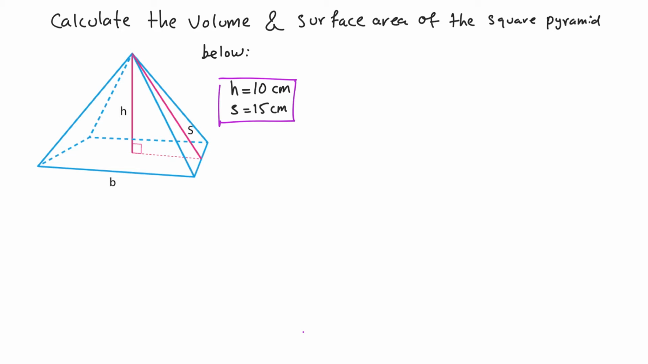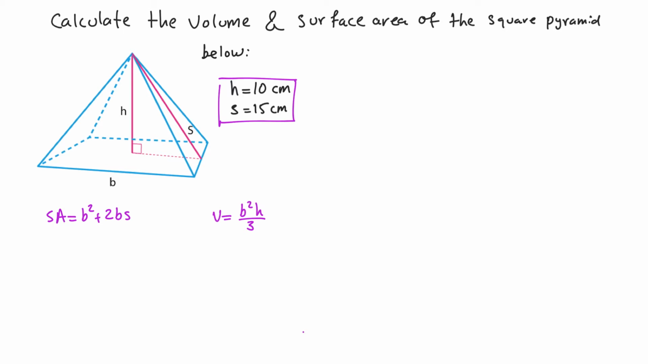Alright, let's write down the equations of surface area and volume. So surface area is equal to B squared plus 2 times B times S, and volume is equal to B squared h over 3. For the surface area, I will need the base and the slant height. I have the slant height, but I don't have the base. And for volume, I need the base and the height, and I have the height, but I don't have the base. So I do have to calculate the base in order to be able to calculate the surface area and volume.